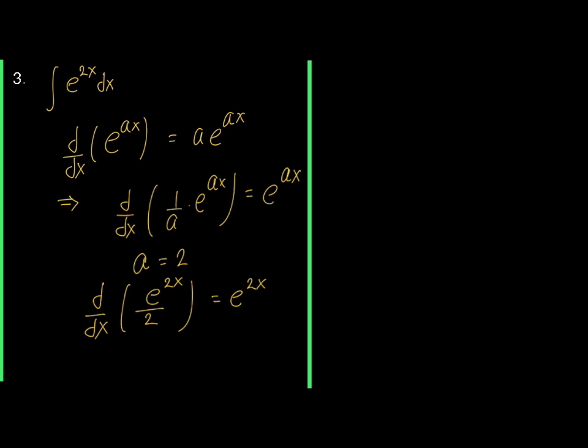Now I can also say the differentiation of e to the power 2x upon 2 is e to the power 2x. So I can write I, which is the integral of e to the power 2x dx. Our final answer I will be equal to e to the power 2x upon 2 plus the constant of integration c.